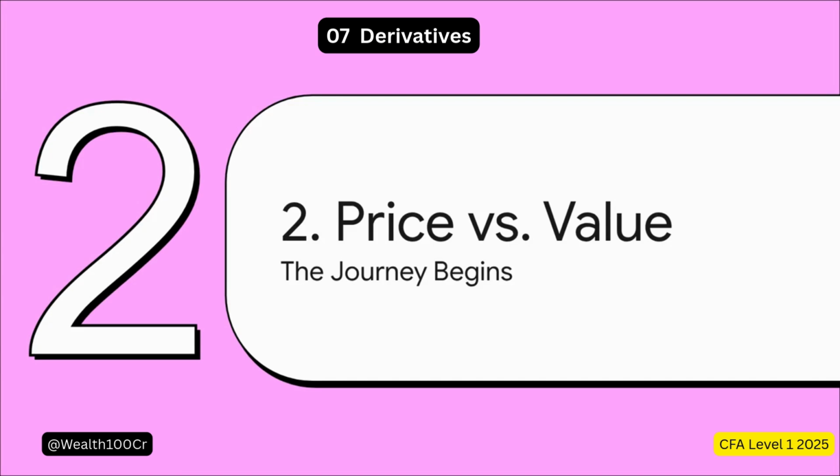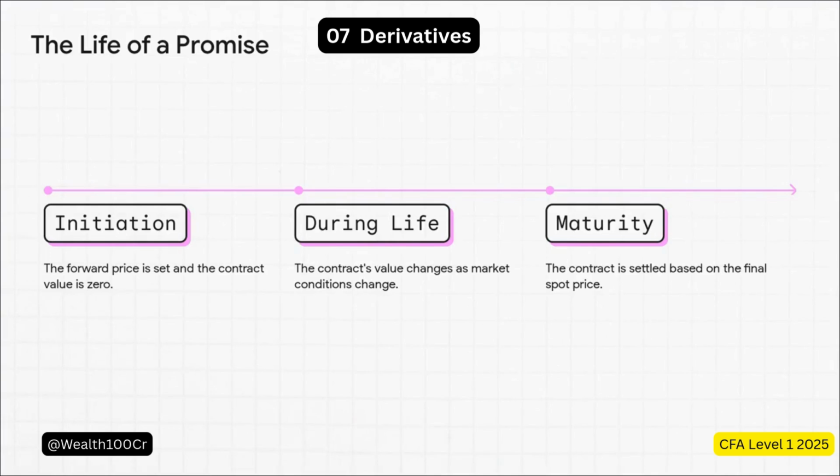We need to understand two very important words: price and value. Be careful, they are not the same thing. You see, our promise has a life. It begins with the handshake. That's the initiation. Then there is a waiting period. It's life. And finally, the delivery day arrives. That is called maturity.